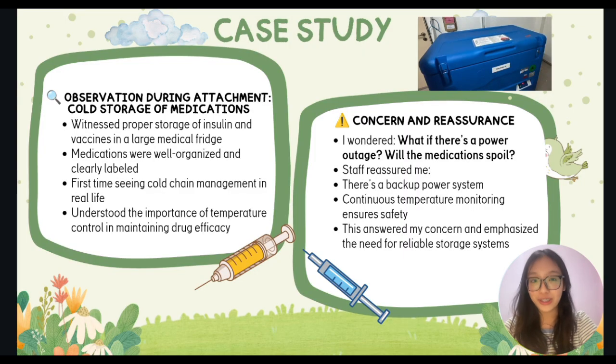During my attachment, I was fascinated to observe how temperature-sensitive medications like insulin and vaccines are properly stored. These medications were kept in a large industrial-grade refrigerator and well organized. I often wonder and worry, what if there was an unexpected electricity shortage? Wouldn't there be huge losses and safety risks due to temperature changes? However, the pharmacy staff reassured me that a backup power system and continuous temperature monitoring are in place to ensure the medications remain within safe storage conditions. This experience shows the importance of cold chain management in maintaining drug efficacy and protecting patient health.